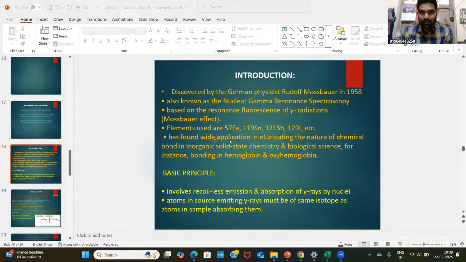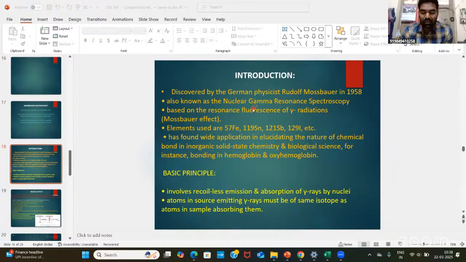It has found wide applications in elucidating the nature of chemical bonds in inorganic solid state chemistry and biological science, for instance, bonding in hemoglobin and oxyhemoglobin. So these elements are widely used in applications on chemical bonds in solid state chemistry and also biological science, in various fields of chemistry and biology. So this is the introduction of the Mössbauer effect.